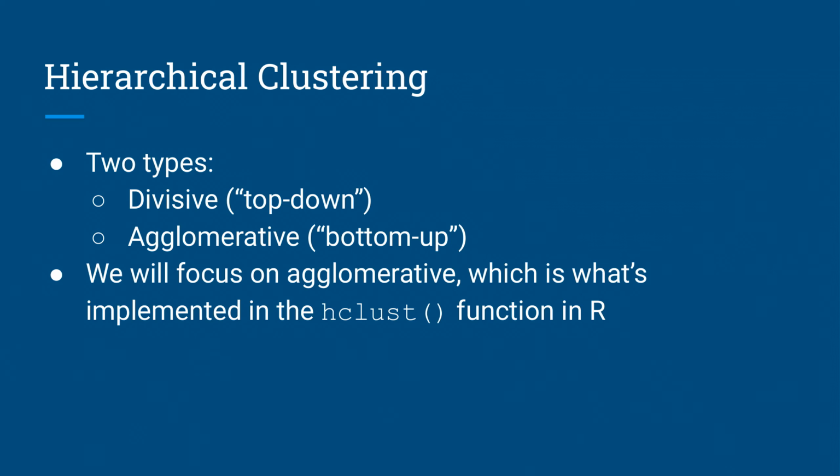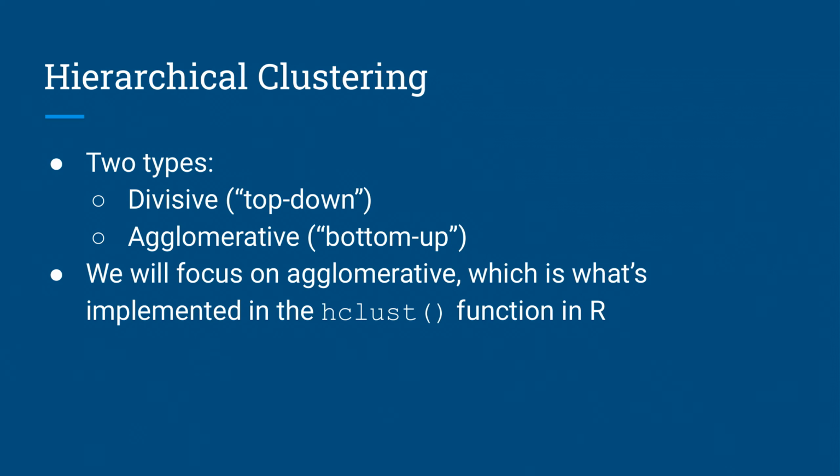There are two types of hierarchical clustering: divisive and agglomerative. With divisive, you start with every single observation being one cluster, and then you iteratively split the most heterogeneous cluster into two until you have every observation in its own cluster. With agglomerative hierarchical clustering, the opposite is true.